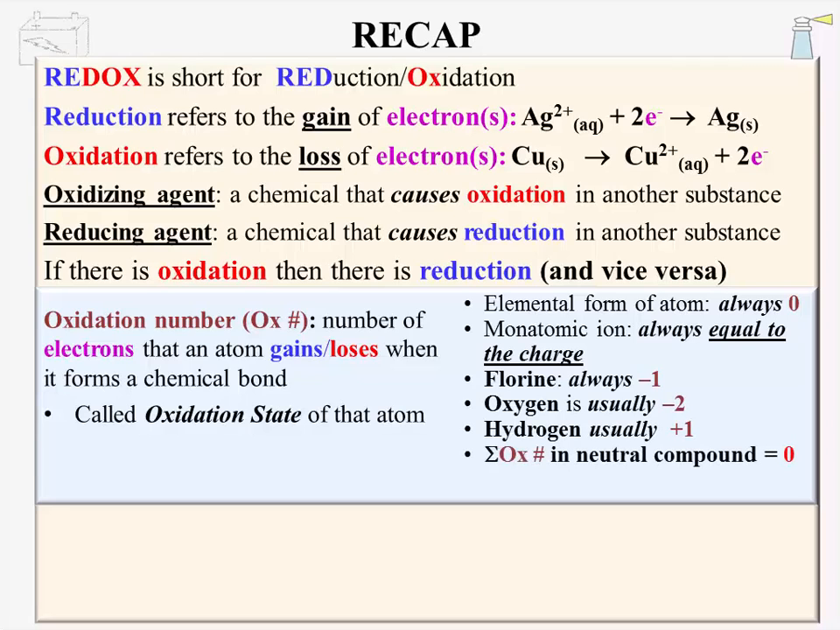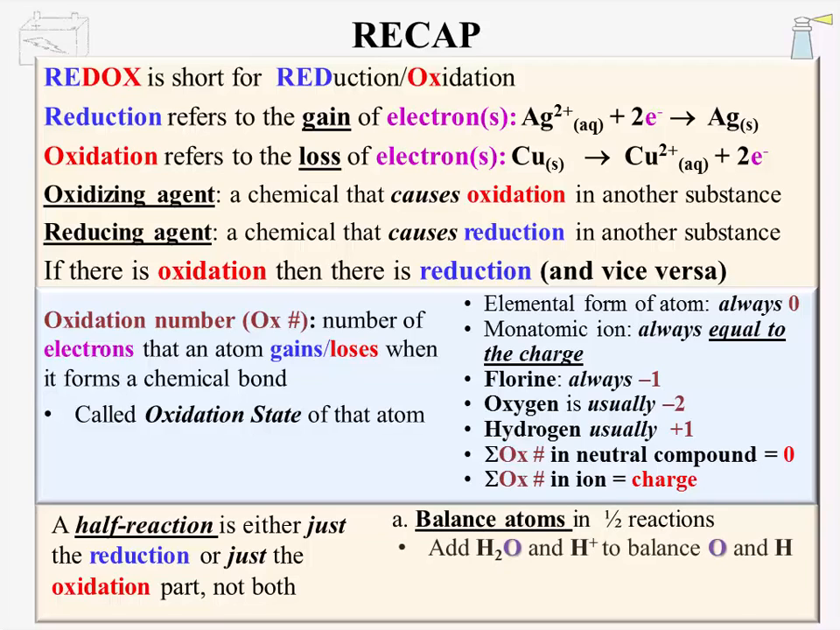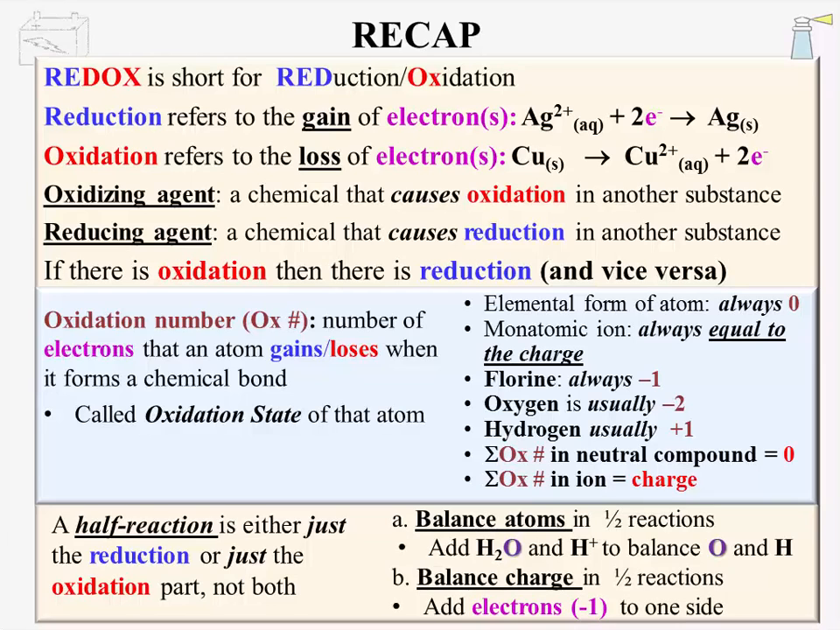The sum of oxidation numbers of the atoms in a neutral compound is 0. The sum of oxidation numbers of the atoms in a polyatomic ion is the charge on the ion. A half reaction is either just the reduction or just the oxidation part of a reaction, not both. Solving redox reactions involves balancing half reactions. The atoms are balanced in the half reaction. Water and hydrogen ion can be added freely to balance oxygen and hydrogens in the half reaction. Charge is balanced by adding electrons to just one side.